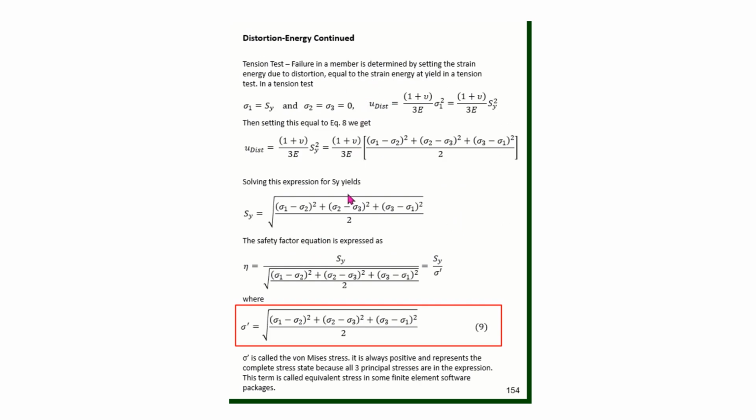Continuing on with the development, we came up with the safety factor expression as given here, where the safety factor is SY over sigma 1 minus 2 quantity squared and so forth, which we called sigma prime, or the von Mises stress. And sigma prime then is given by this expression here, and this is certainly an expression that you should commit to memory.